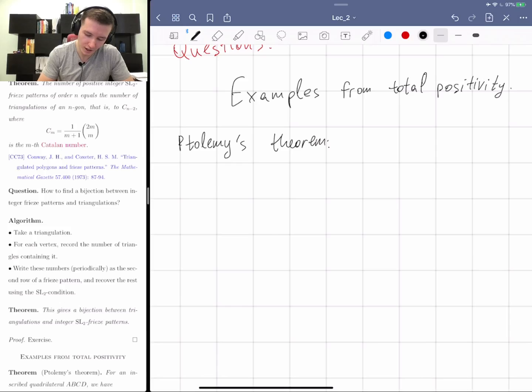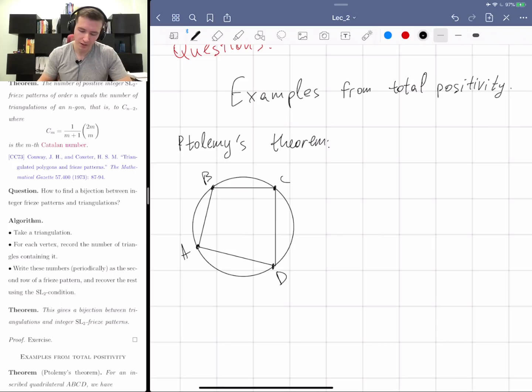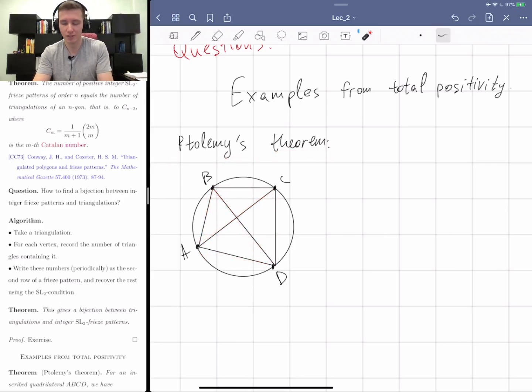which is that, let's say you have a circle, and then you choose some 4 points on the circle. Let's say A, B, C, D. And then you draw the diagonals. Ptolemy's theorem is a certain relation between the lengths of this quadrilateral's sides and the diagonals. So can somebody tell me what it's going to be?